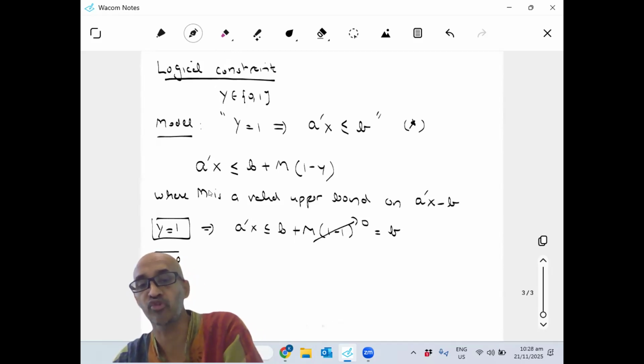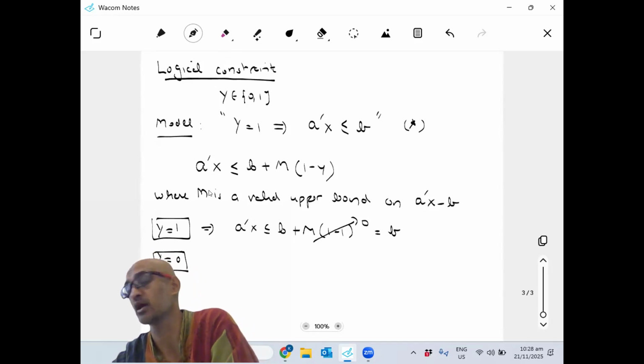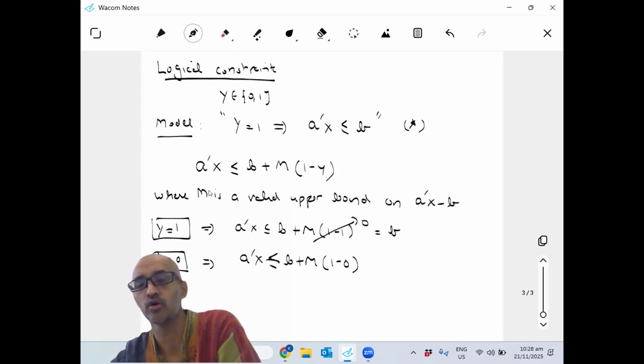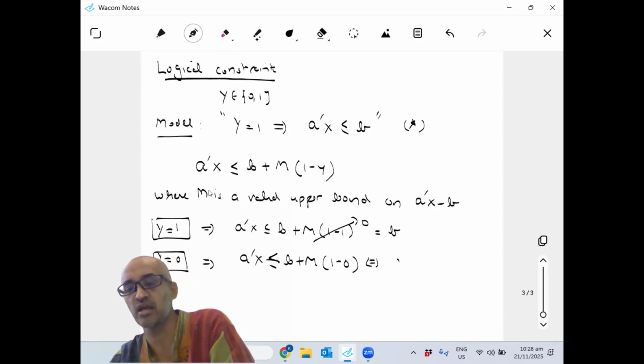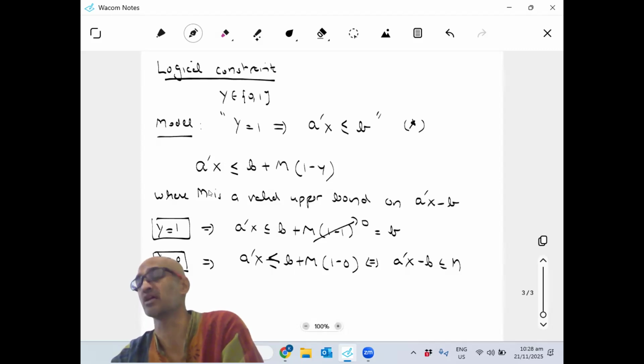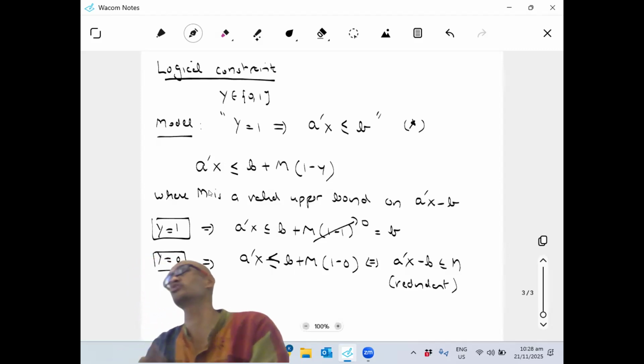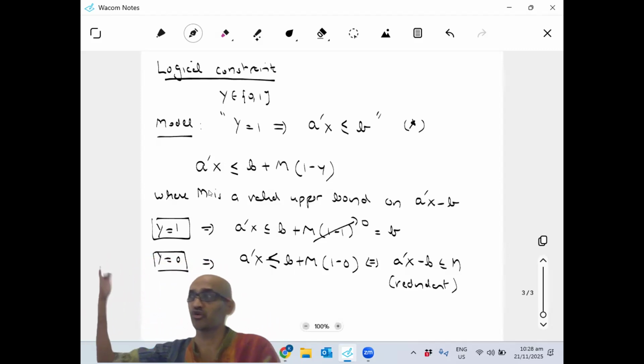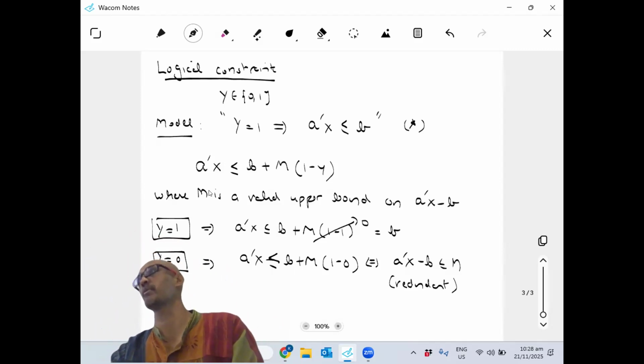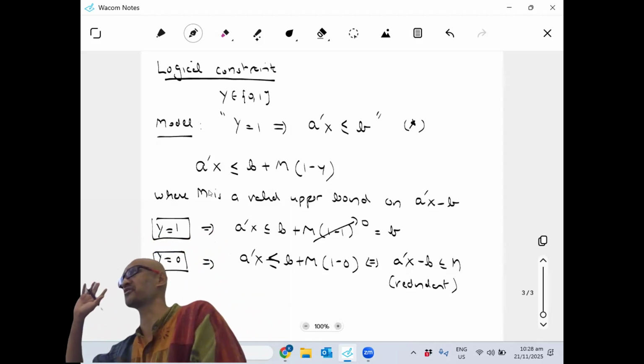When y is 0, I want something redundant to happen. I don't want to force any implications, because the statement doesn't tell me anything about what happens when y is 0. So what happens when y is 0? A transpose x is less than or equal to b plus M times (1 minus 0). This is simply the same as saying A transpose x minus b is less than or equal to M. But that's already a valid upper bound, so this constraint is redundant. It tells you nothing more. For example, if you know some bounds on x, you can easily find a valid upper bound, or just make M some very large positive number.